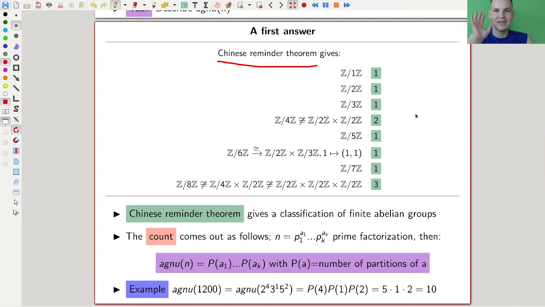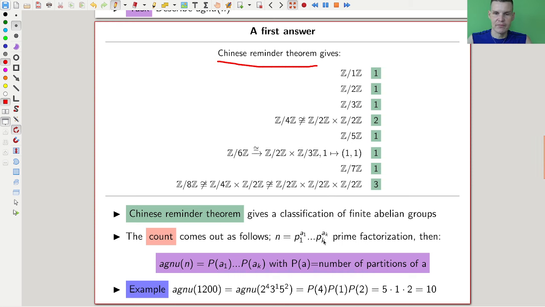But it gives you a classification of those, but I will just show you how the count works. So you don't need to know the classification itself. Essentially, the classification says that it's some form of Z mod p and some cross products of that. So do some prime factorization, and then you can kind of read off what kind of abelian groups you have. And here comes the count.